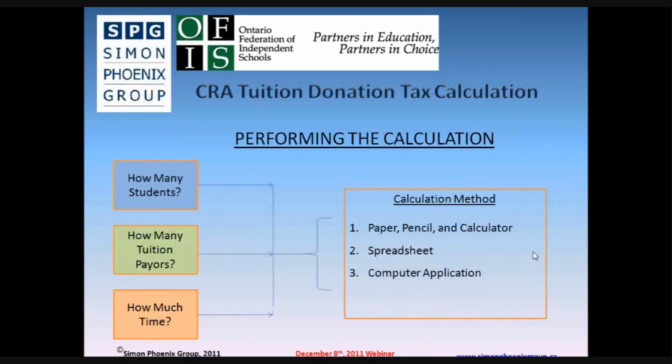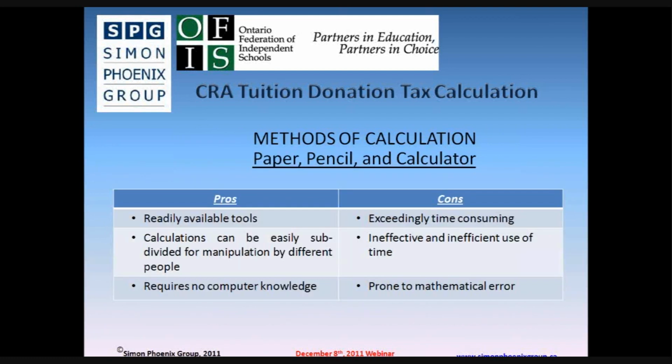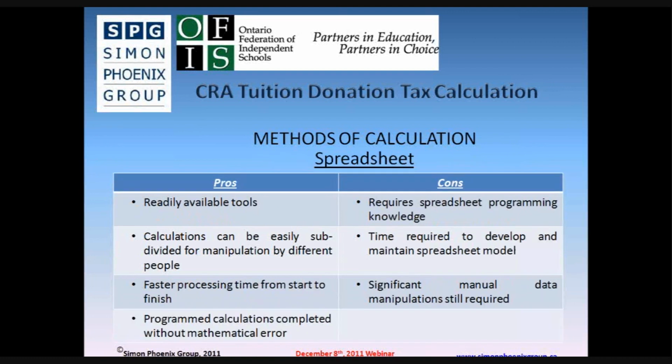So, moving on, performing the calculation, this shouldn't be a surprise to anyone. There are 3 basic methods. I'm not going to spend a lot of time here. Clearly, paper, pencil, and calculator I don't think is something that people want to be involved in unless you happen to be running a very small school where this may be the most reasonable solution. But I would say the vast majority of people would probably be using the spreadsheet method of performing the calculation.